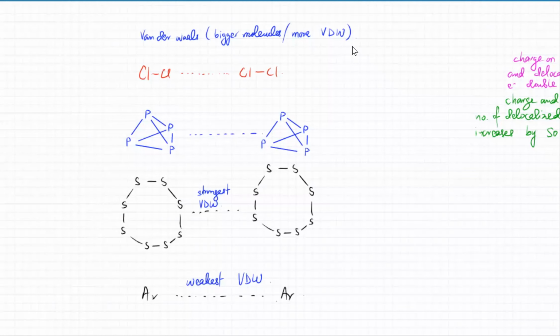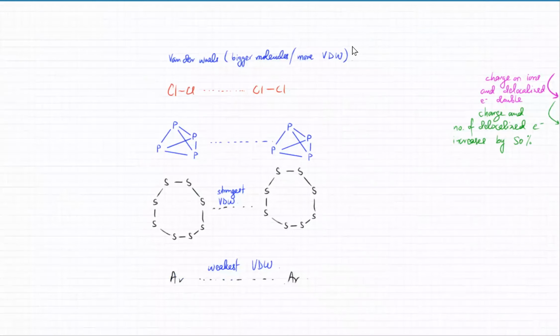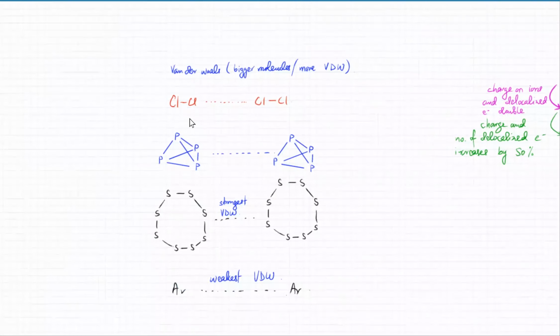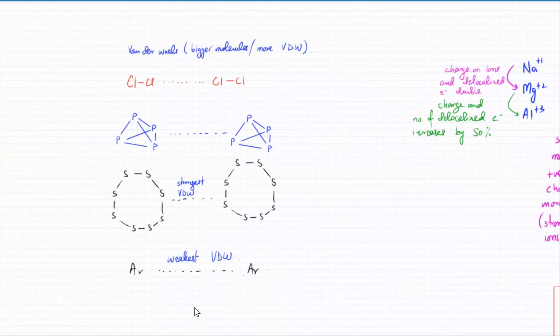Okay. Hani, is this clear? Yes, sir. And these are the molecules: chlorine is mostly Cl2, phosphorus is P4, sulfur is S8, and argon is Ar. Argon doesn't bond with anything.